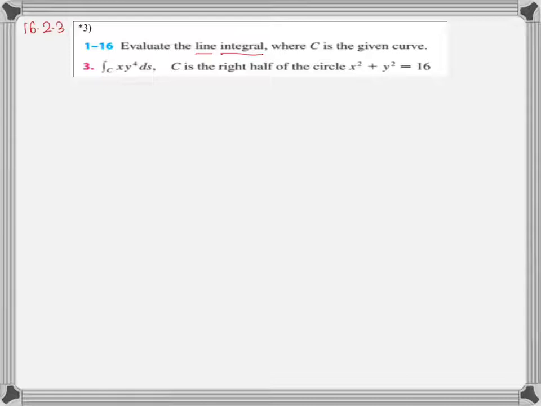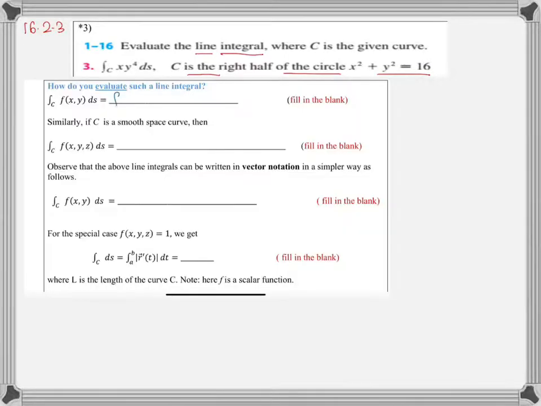So we are evaluating the line integral, and C is given to be the right half of the circle x squared plus y squared equals 16. Before we get to the problem, what is the line integral for a scalar function f? So the integrand is a scalar function. x y to the power 4 is a scalar function. So now let's see what the line integral formula is for a scalar function.